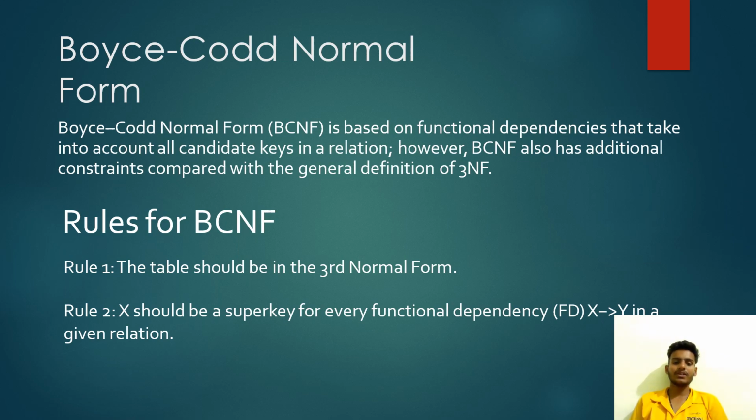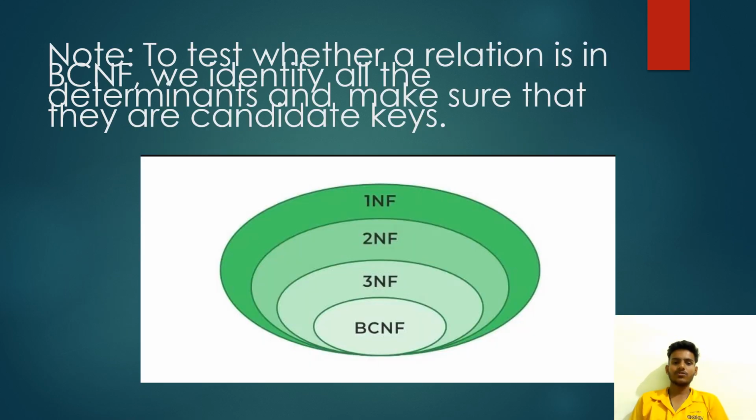There are rules for BCNF. The first rule for BCNF is the table should be in the third normal form. The second rule is X should be a super key for every functional dependency FD X to Y in a given relation. Let's move to the next slide. Note: to test whether a relation is in BCNF, we identify all the determinants and make sure that they are candidate keys. Let's see that 1NF, 2NF, and 3NF. Let's move to the next slide.